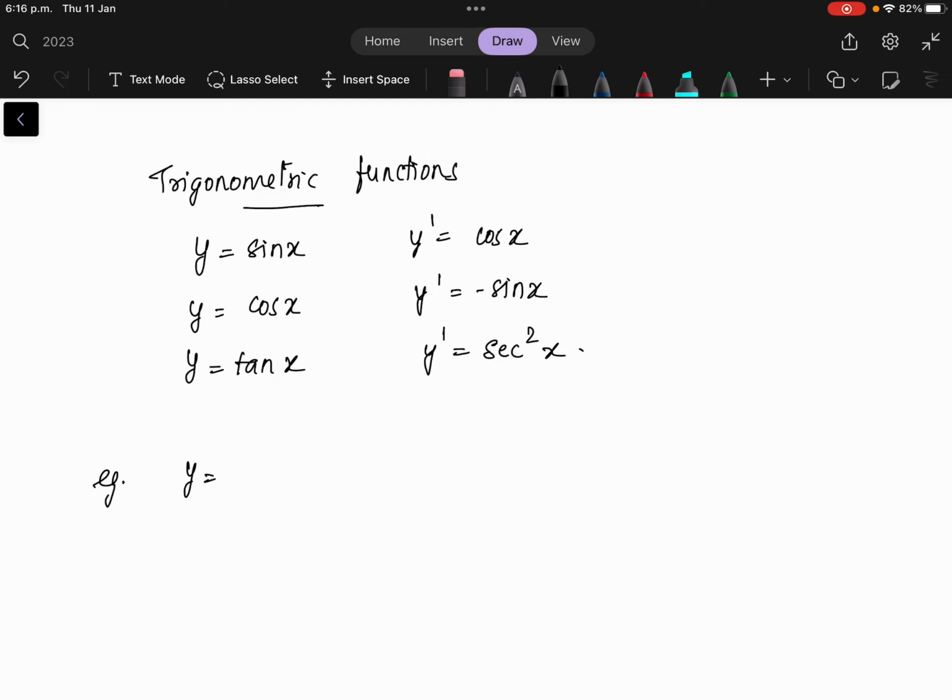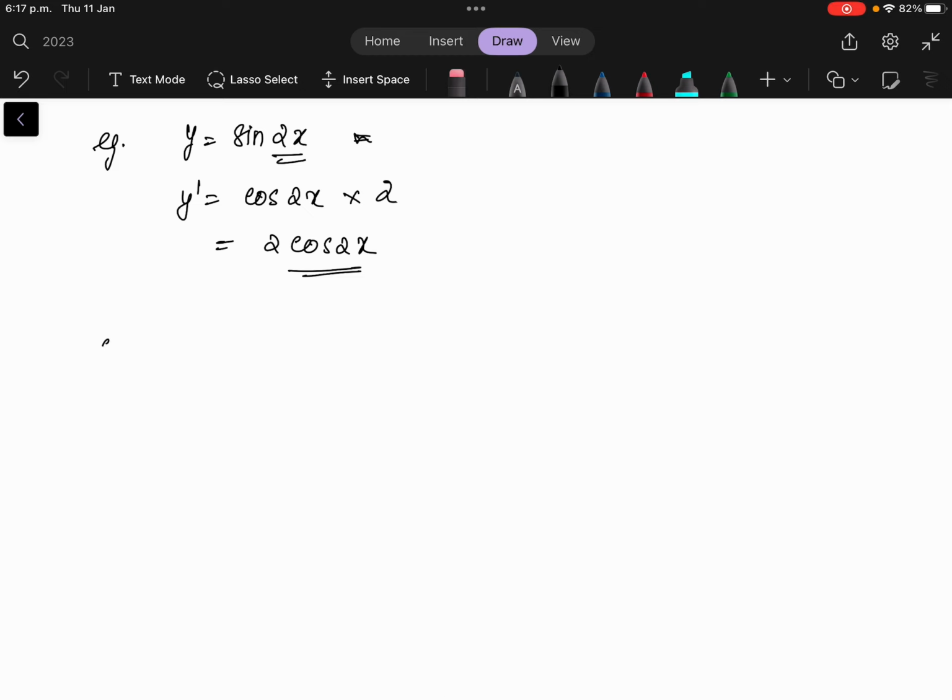For example, if you have a function called sine 2x, y dash is equal to, the differentiation of sine x is cos x, so it is like cos 2x, and since this is not x, you have to multiply it by 2, which is like 2 cos 2x. So that's the only change you have to make. Another question is y is equal to cos 4x. For cos x it is like minus sine 4x, and then since this is not x, you have to multiply it by 4, so it is like minus 4 sine 4x.